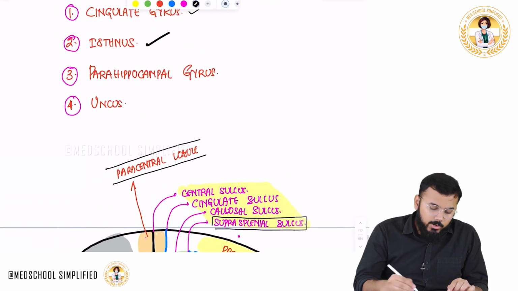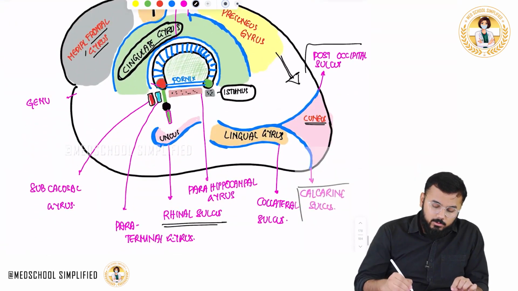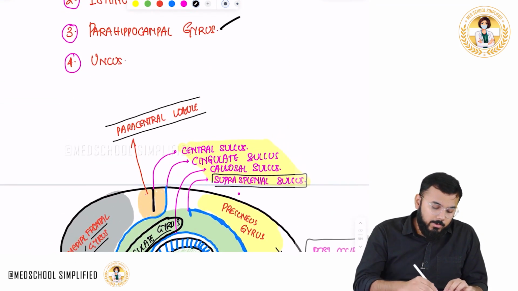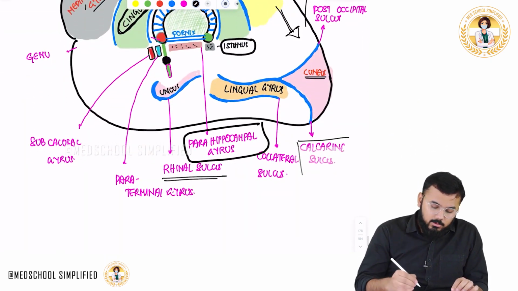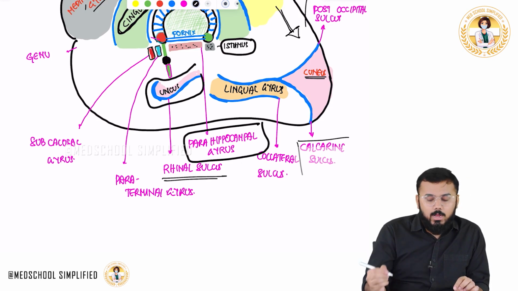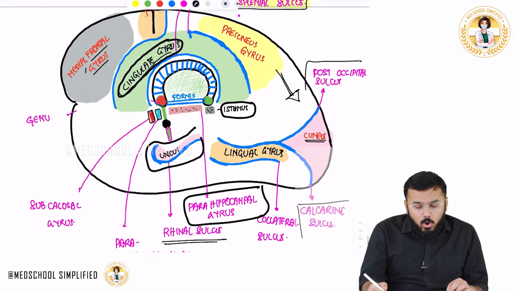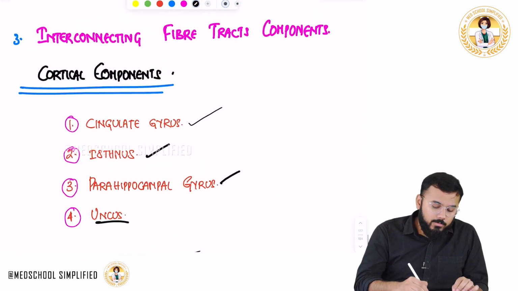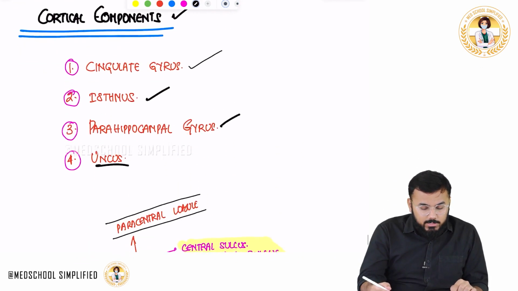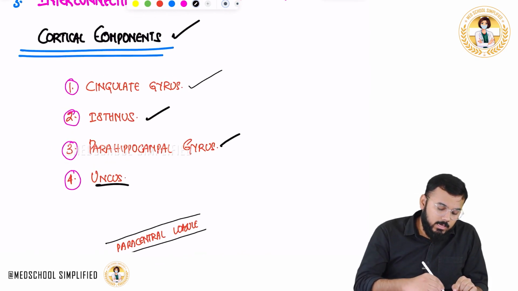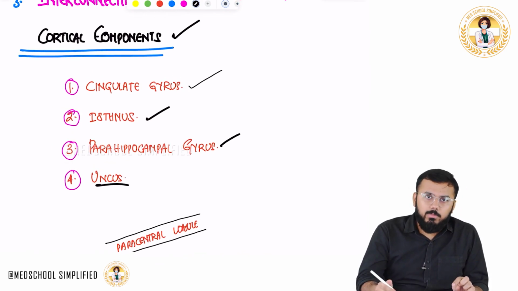Okay. Third important part, where is your parahippocampal gyrus located? So this is your parahippocampal gyrus. And fourth important part is uncus. Where is your uncus located? So this part over here which you can see is called your uncus. Okay. So all these structures whatever you have seen right now, they form the cortical components. For example, if someone asks you what are the cortical components of the limbic system, so these are the cortical components of your limbic system.